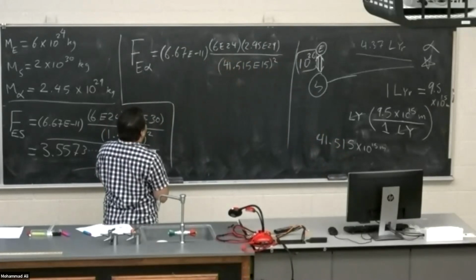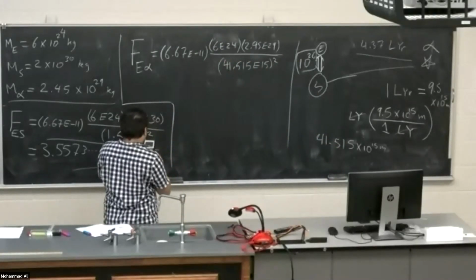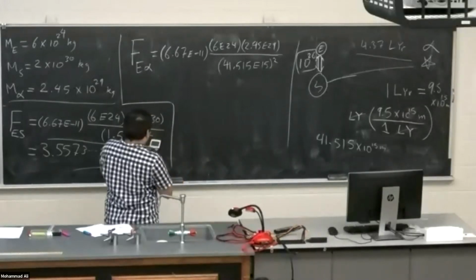It is 2.45 multiplied by 10 to the 29. Okay, second goes. For 1.515 multiplied by 10 to the 15. Second goes. Square second goes.